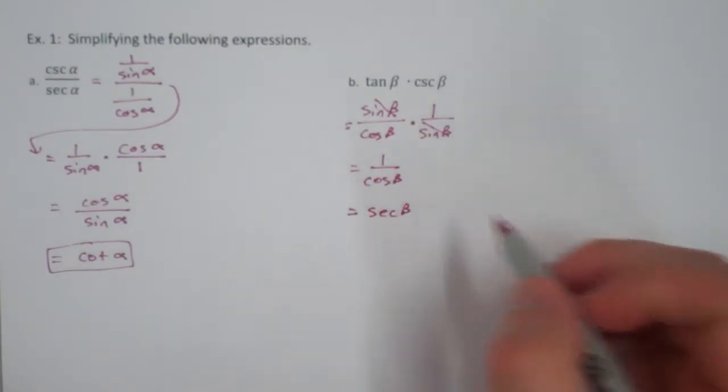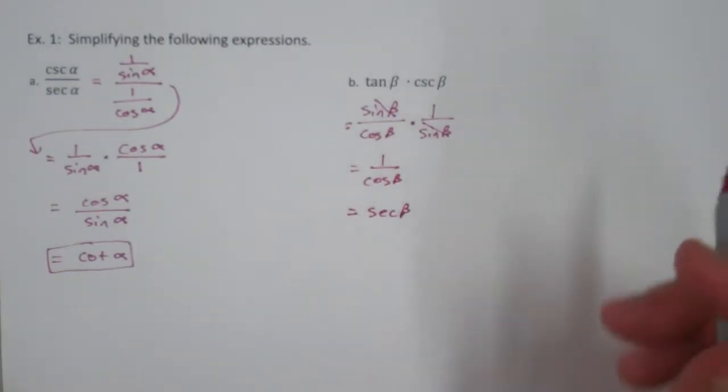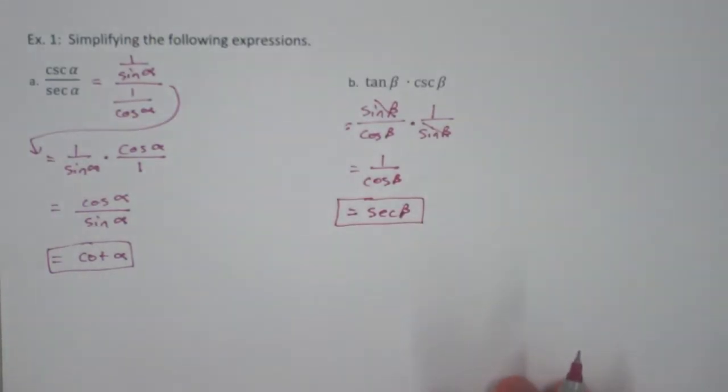This can be rewritten in a little bit simpler way as just the secant. Remember that the cosine and the secant have a reciprocal relationship. So this one's just the secant of beta.